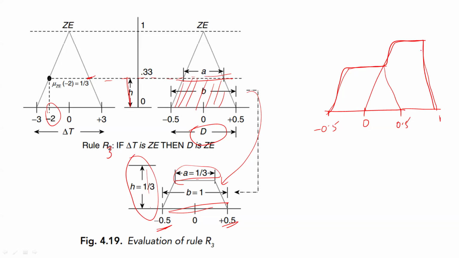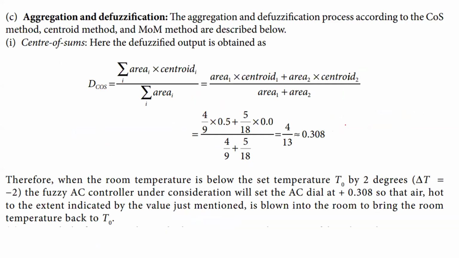So we need to find, we aggregate it together like this, and then we have to apply defuzzification using either the centroid method or center of sums method or mean of maxima method, any one of them. So suppose we are using the center of sums method, this is how it is going to look. So we do a summation of the area and centroid of each of the trapezoids divided by the sum of areas. So we got the first one as 4 by 9 into 0.5 as a centroid, then 5 by 18 into 0. So each one of the trapezoids, that is known as the center of sums.